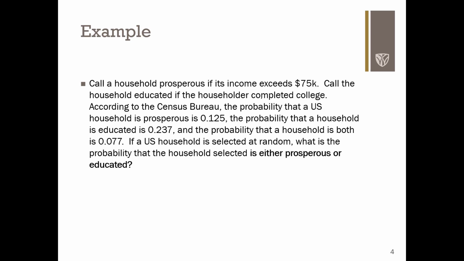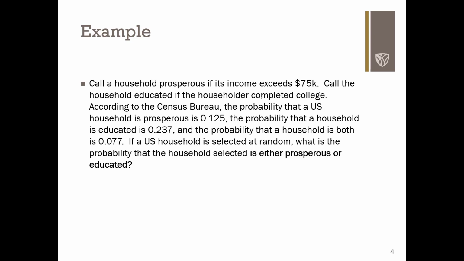So let's take a look at a couple of examples. In this particular example, we'll look at some U.S. Census data, and we'll define a household as being prosperous if its income exceeds $75,000. We'll say that the household is educated if the head of household has actually completed college. Now, based on information from the Census Bureau, the probability that a household is prosperous is 12.5%, 0.125. The probability that a household is educated is 23.7%, and the probability that a household is both prosperous and educated is 7.7%. And so our question becomes, if a U.S. household is selected at random, what is the probability that the household selected is either prosperous or educated?